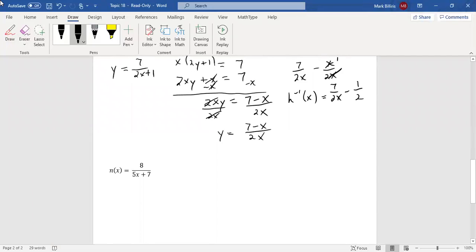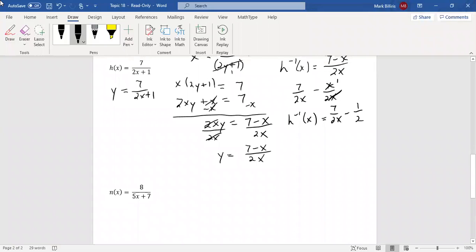In our last example, we'll do a similar problem. We'll be finding the inverse of n of x equals 8 over 5x plus 7. So again, first thing you want to do is express this as an equation, y equals 8 over 5x plus 7. And then remember, x and y are going to switch places. So we're going to be dealing with x equals 8 over 5y plus 7. Since 5y plus 7 is a binomial, I put it in parentheses. Now I'm going to multiply both sides by the LCD, which is 5y plus 7.